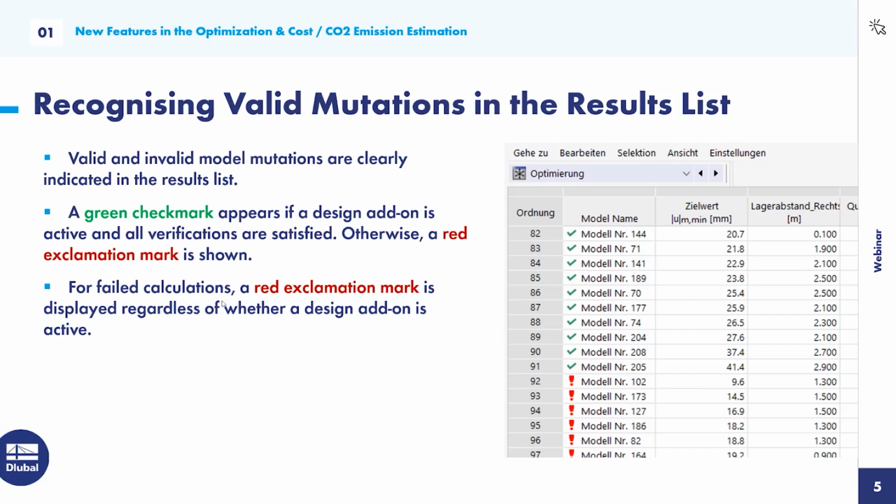There is another type of calculation where you can see a red exclamation mark. This is the case when we have a failed calculation, when something, for example by varying some parameters, is not ready for a calculation and we have no results, independent of whether you have a design add-on active or not.